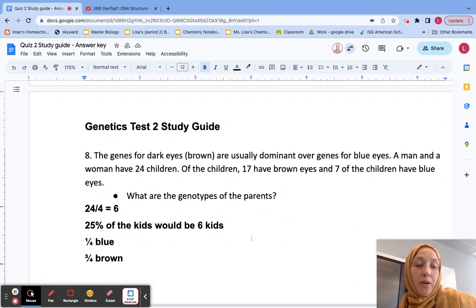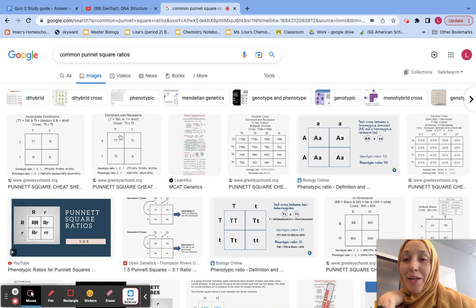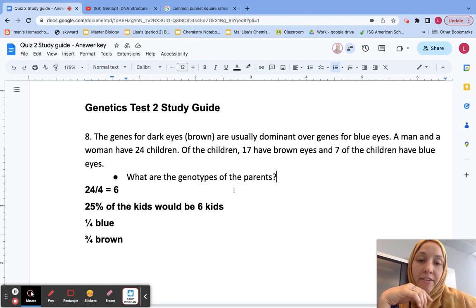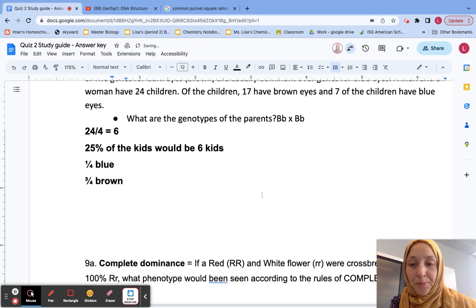A 3 to 1 ratio, if you do the different Punnett squares, is usually heterozygous. Okay, it's really difficult for me to draw the Punnett squares, but you can see here's an example. A heterozygous cross will always result in 3 of the dominant phenotype and 25% of the recessive phenotype. So I can tell from this ratio that both parents would be heterozygous. Okay, and I can pick my allele. So I'm going to say, since it's B for brown, blue, heterozygous crossed with heterozygous.